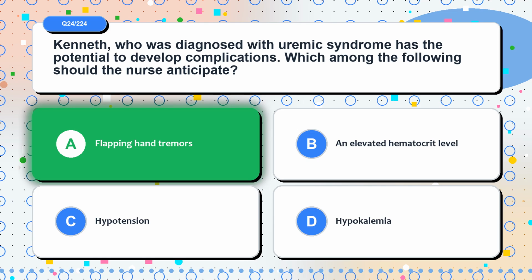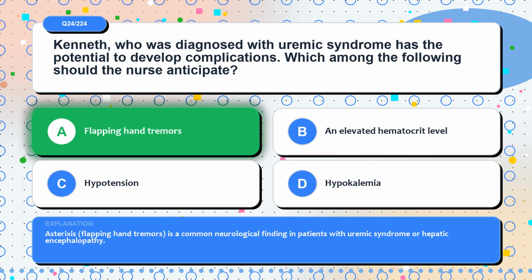The correct answer is option A, flapping hand tremors. Asterixis, flapping hand tremors, is a common neurological finding in patients with uremic syndrome or hepatic encephalopathy.